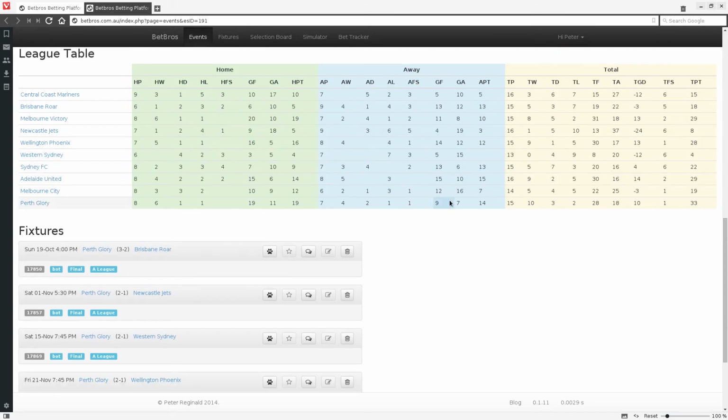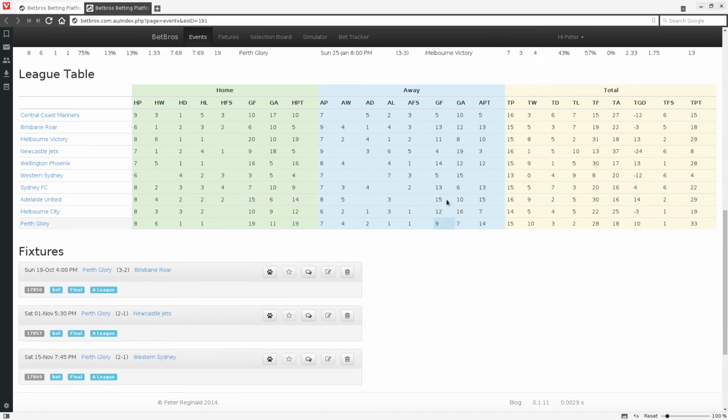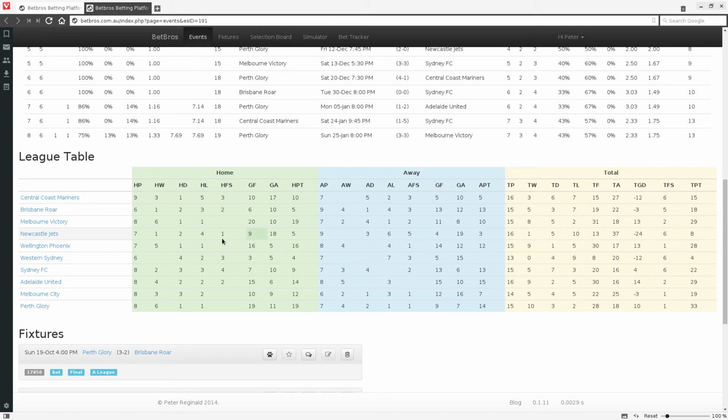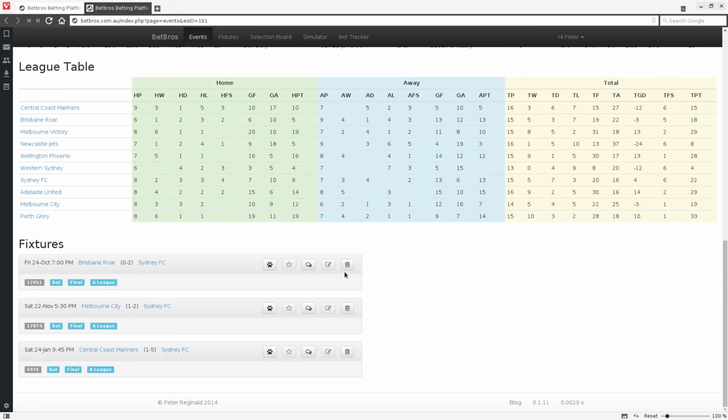And on the flip side, I can click on Sydney FC, and let's see all the matches where they have won as well. Sydney FC has won 3 matches away, right? These are the 3 matches that they won. One was against Brisbane Roar, one was against Melbourne City, and one was against Central Coast Mariners.